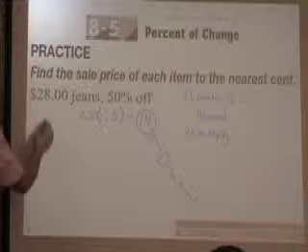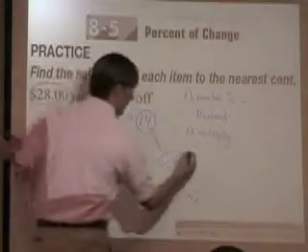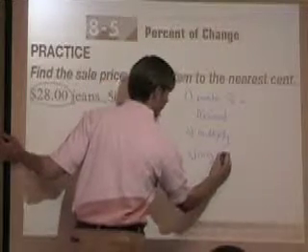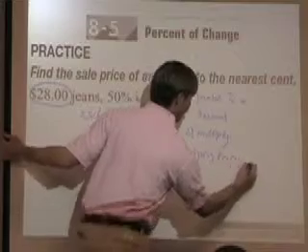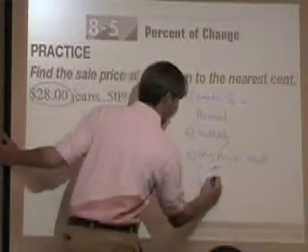So now we got our original price is $28. So the third step is take your original price and subtract your discount.